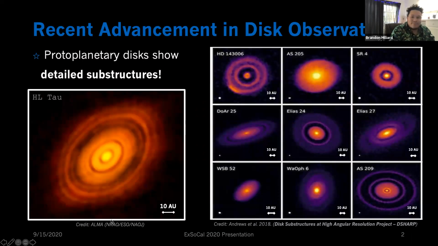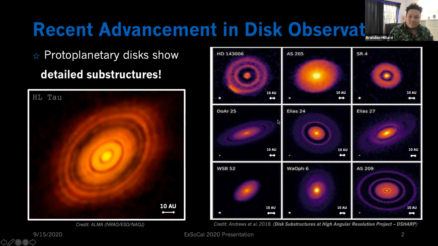So this study was motivated by the DSHARP study. We know that the DSHARP study was huge and provided lots and lots of information about 24 disks, and we got to see many different morphologies, which was groundbreaking for protoplanetary disk evolution.